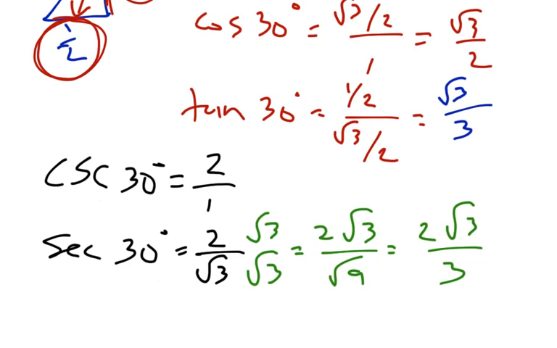Just a quick note: you never leave a radical in the denominator. You always have to rationalize it. Never leave a radical in the denominator. That would be a mistake.